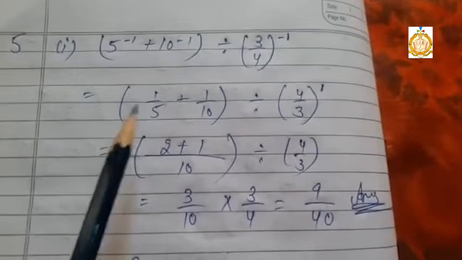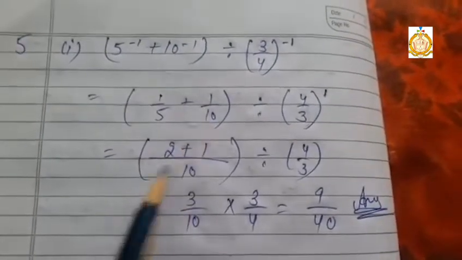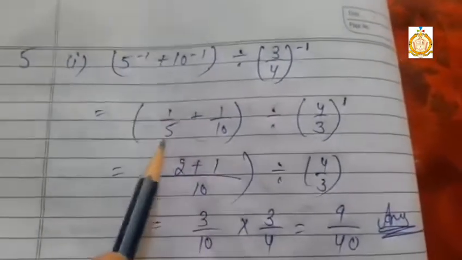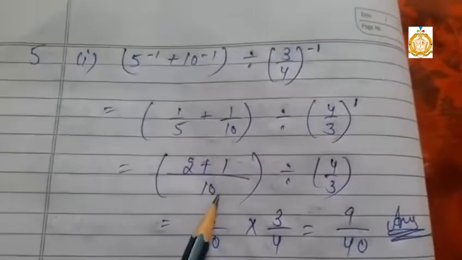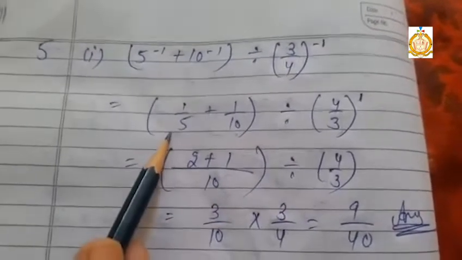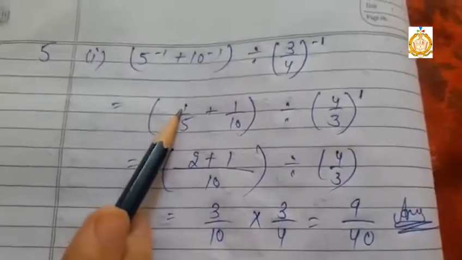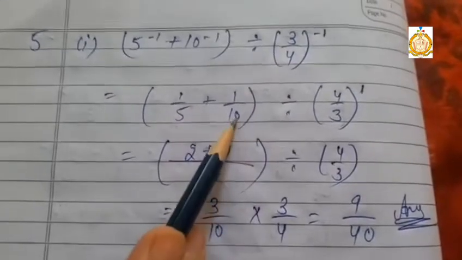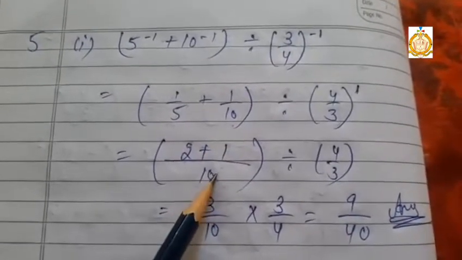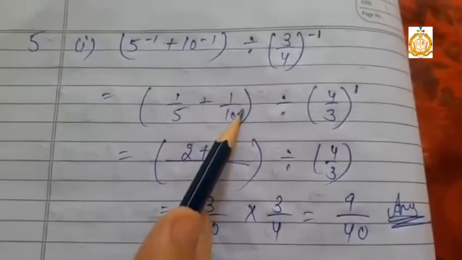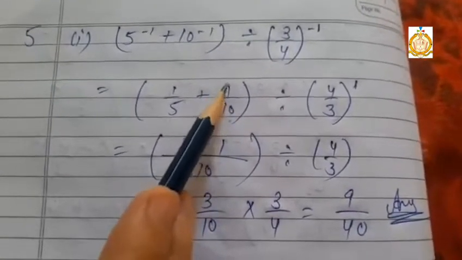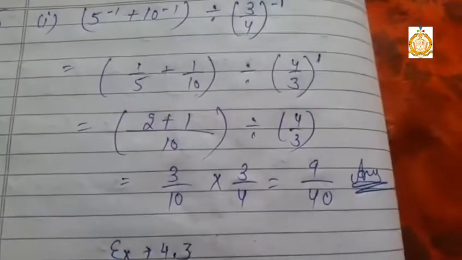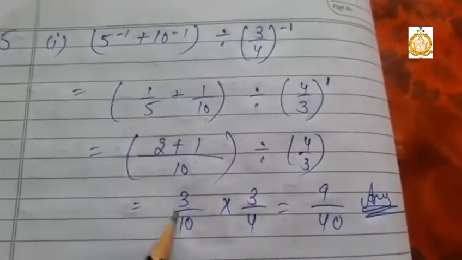Now firstly we will add 1 by 5 and 1 by 10 and solve the bracket here. The LCM of 5 and 10 would be 10. We write the LCM here, 10. Dividing 10 by 5, you will get 2. Multiplying 2 with the numerator 1, you will get 2. Again dividing the LCM by 10, so dividing 10 by 10, you will get 1. Again multiplying the 1 with the numerator, 1 into 1 is 1. So after solving, you will get 3 upon 10.